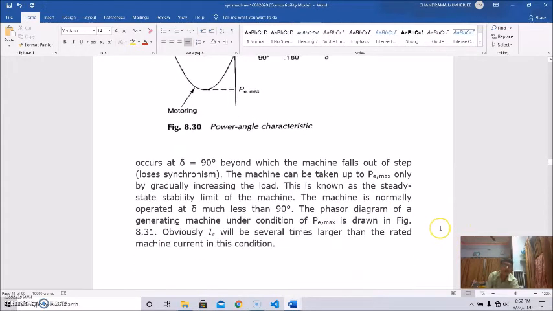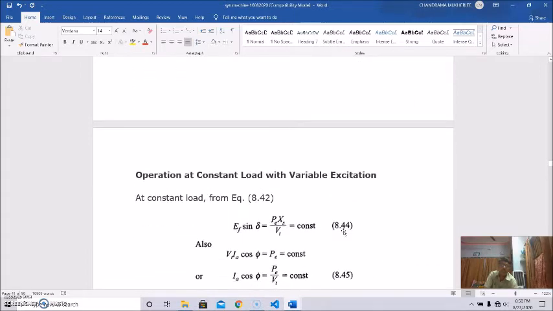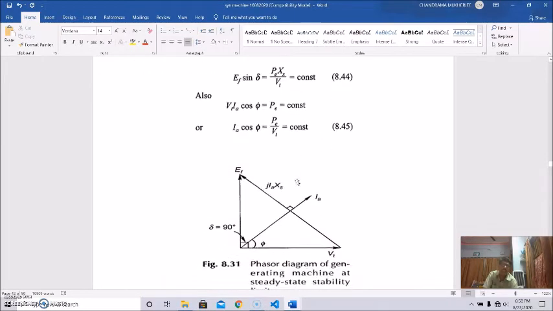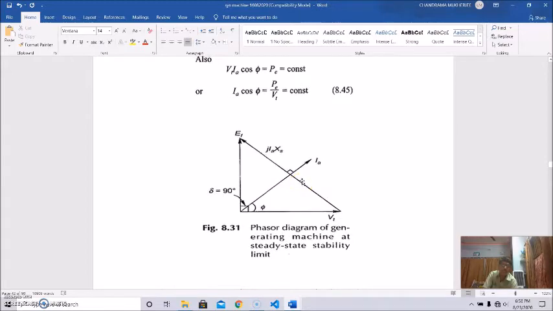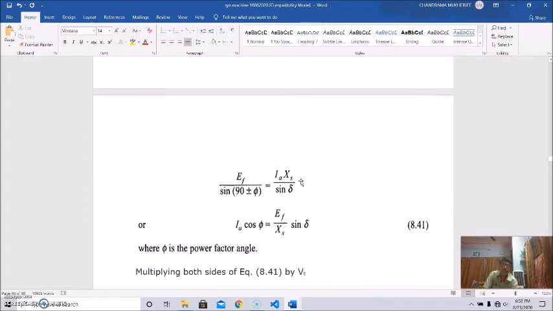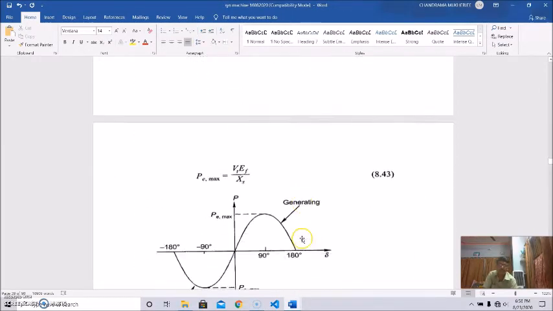The phasor diagram of the generating machine under the condition of Pmax is drawn here. So this is the phasor diagram for the generating machine at the steady state stability limit, where delta is equal to 90 degrees. From this diagram, if you plot it with delta equal to 90 degrees, it will reduce to that figure.